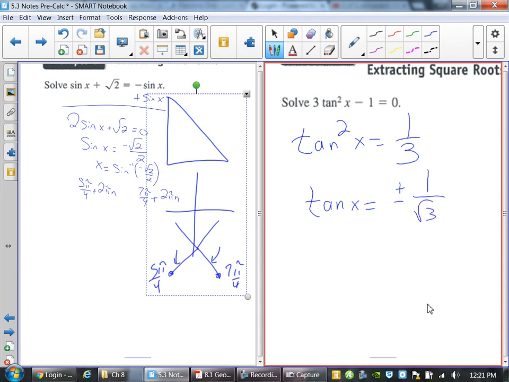Because what's the square root of 1? 1. Do I need to rationalize this? No. Because I'm going to ask what angle has a tangent of plus minus 1 over the square root of 3. What triangle has the root 3's? The 30, 60, 90.